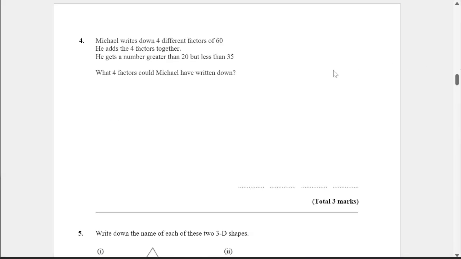Question 4. Michael writes down 4 different factors of 60. He adds the 4 factors together. He gets a number greater than 20 but less than 35. What 4 factors could Michael have written down? So I'm going to write all the factors of 60. So I've got 1 and 60, 2 and 30, and I tend to write them in factor pairs.